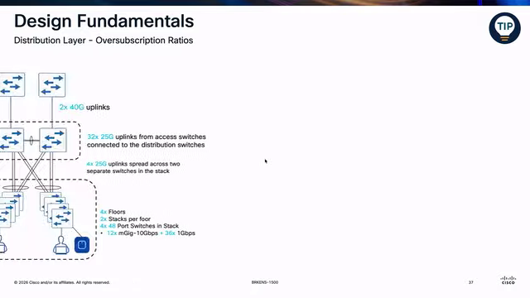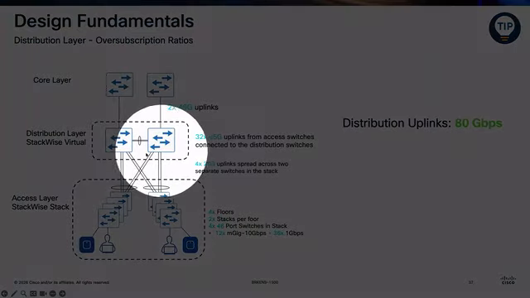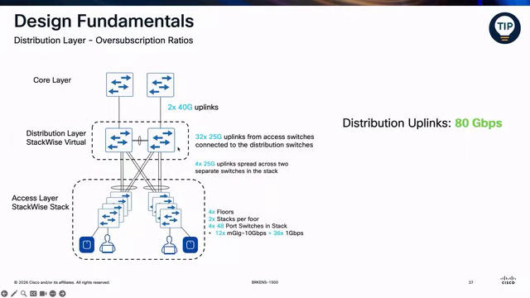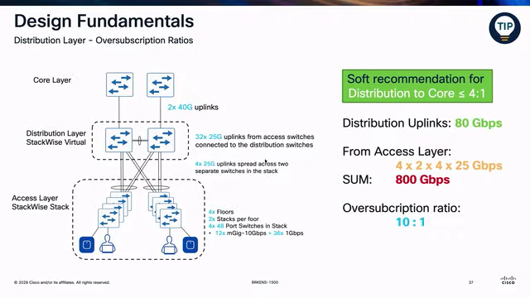So, quick math, what is the oversubscription ratio, or what's the recommendation for the distribution to core? So you know the drill. Right now we're focusing on the distribution layer. Distribution uplinks can push up to 80 gigabits per second, while in fact we are offering up to 800 gigabits per second to our lower layer, the access layer. That puts us at an oversubscription ratio of 10:1. So if you're a stadium, again, the situation was already bad on the access, it's even worse in the distribution. The soft recommendation by the books is that you should always stay below 4:1.